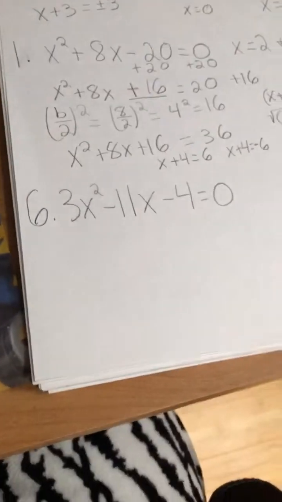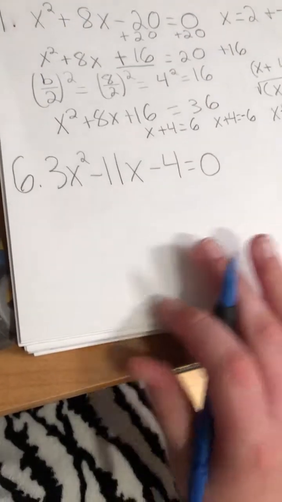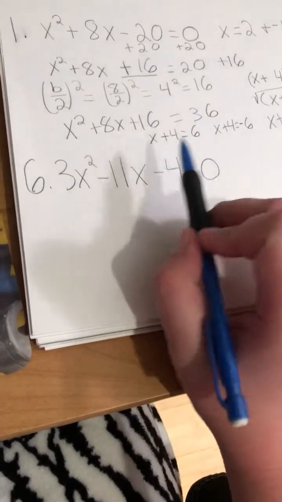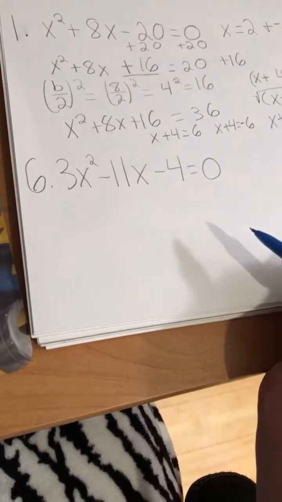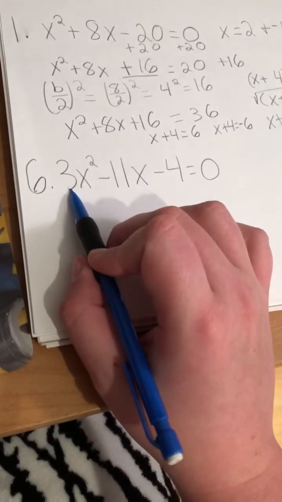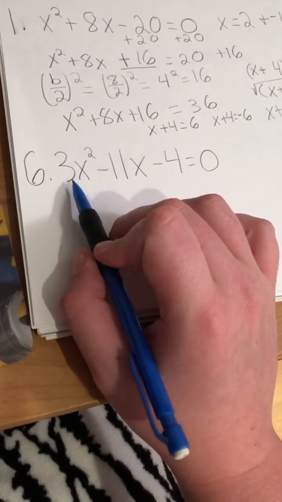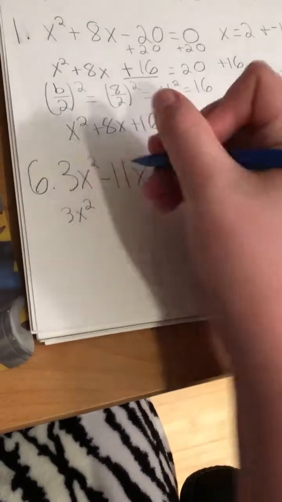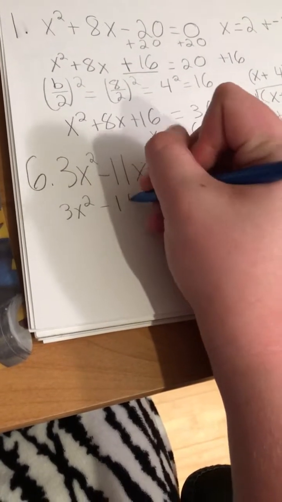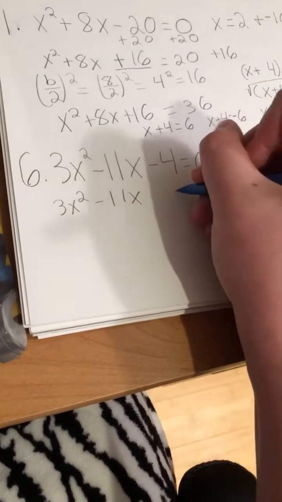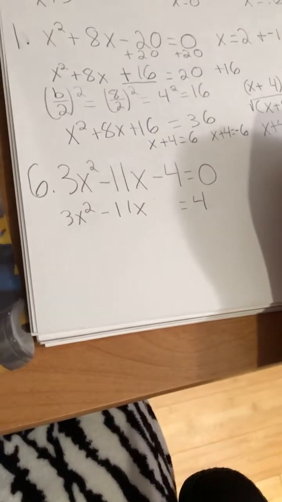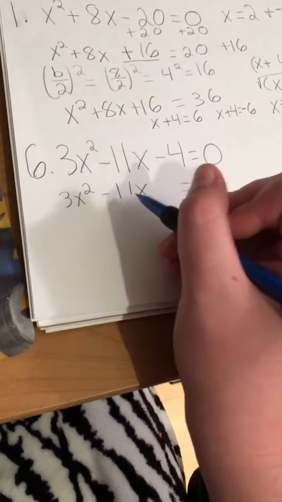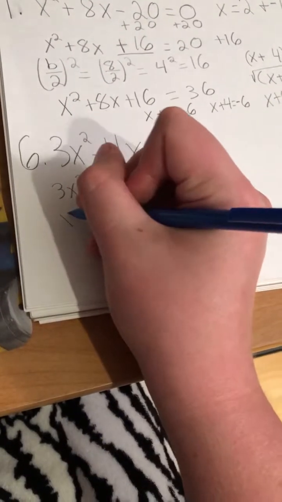So for number 6, on the same page at the very bottom, what we want to do is move our 4 off to the side and also get rid of this 3. So first we're going to move our 4 out of our way by adding it to both sides. And then we're also going to divide each term by 3.